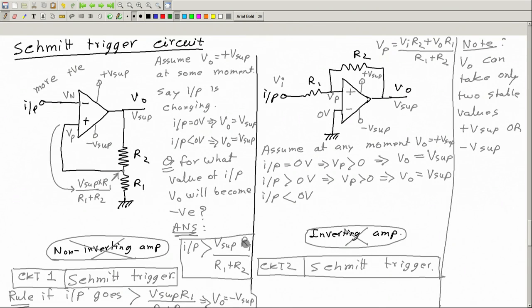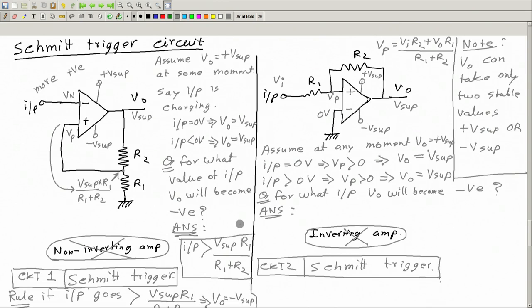So let me ask the question: for what input will VO change, or become negative? Right now it is positive. Let me make some space. So this is the question: for what input will the output become negative? What is the answer? I have to make it sufficiently negative, so that VP is slightly lower than 0 volt, and then the output will change.